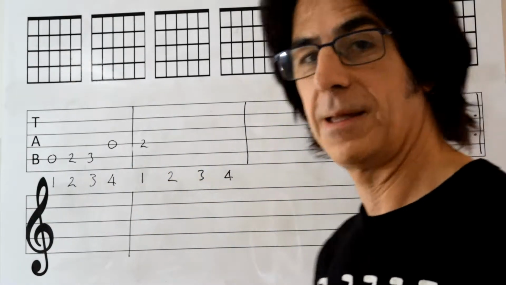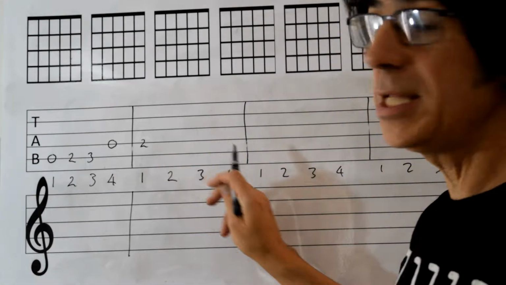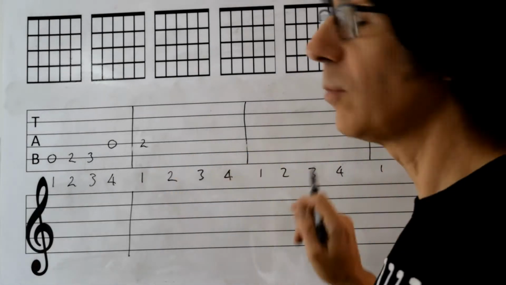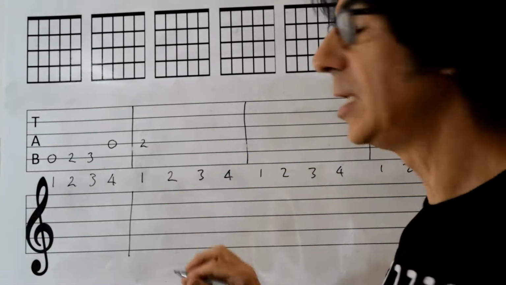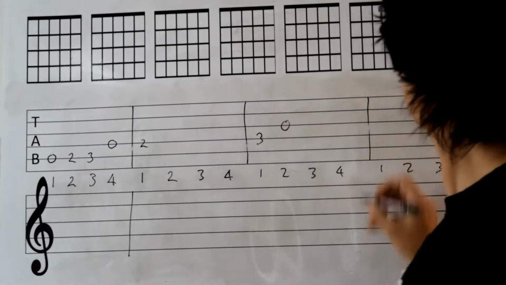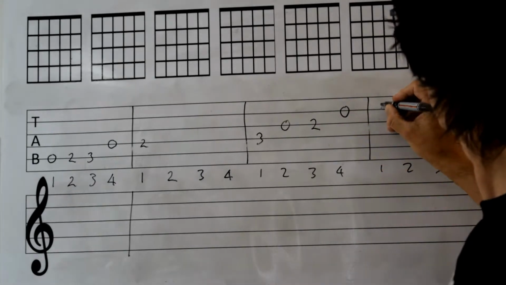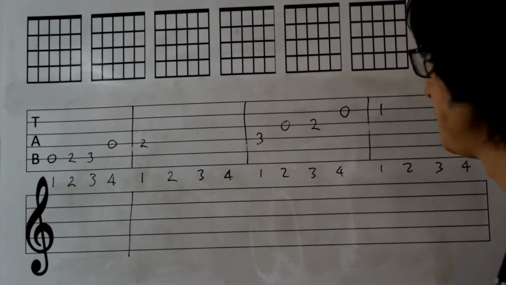Just to make things a little bit easier, I'm going to carry straight on up the scale from the point where we left off. So the next note is going to be on the 3rd fret, open, 2, open, 1, ending on a C note.